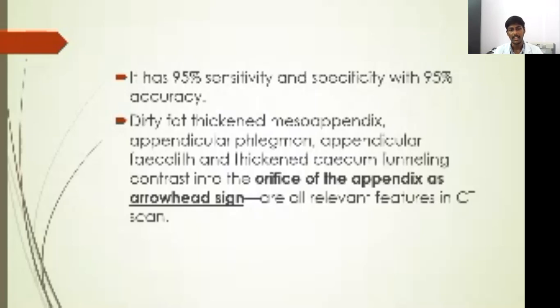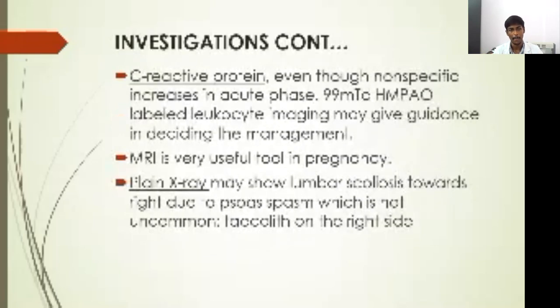Dirty fat, which is thickened around the mesoappendix, appendicular phlegmon, appendicular fecolith, and thickened cecum funneling contrast into the orifice of the appendix, which can be seen as the arrowhead sign in the CT. These are all the relevant features in CT scan.